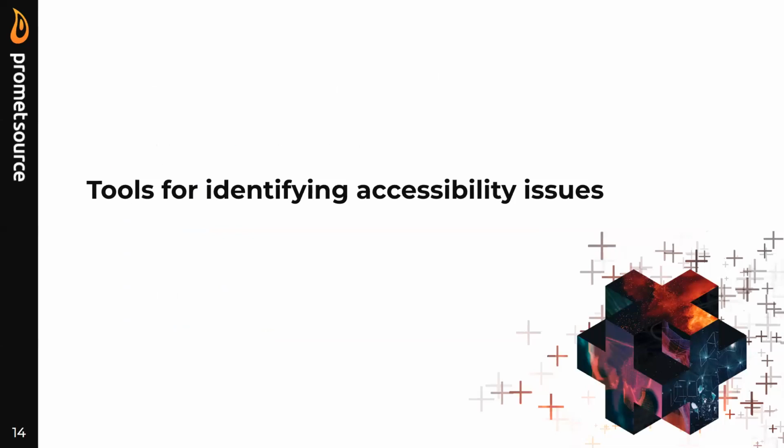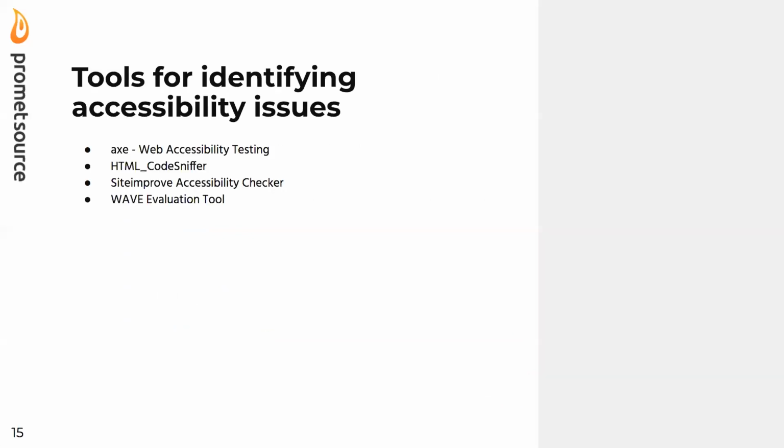And now we're discussing the tools for identifying accessibility issues. So here are the tools that we're currently using. Actually, not all of them, but these are the most basic ones that we're using in our company: Axe, HTML code snipper, Site Improve, and Wave.